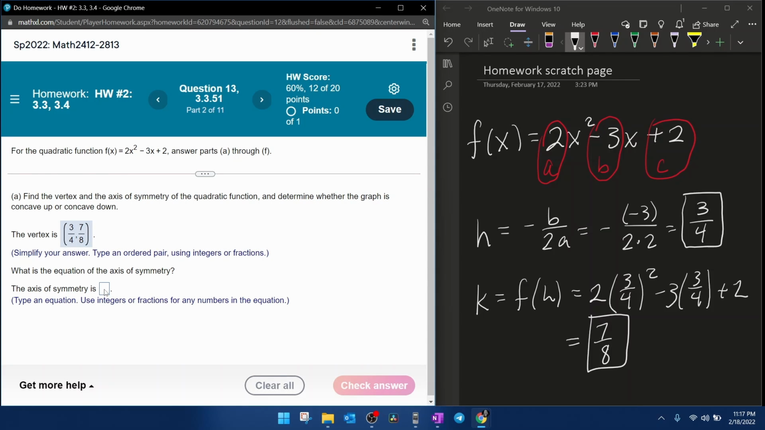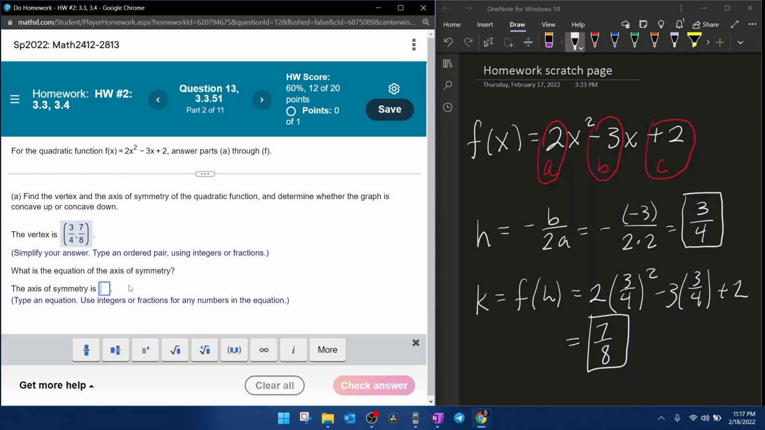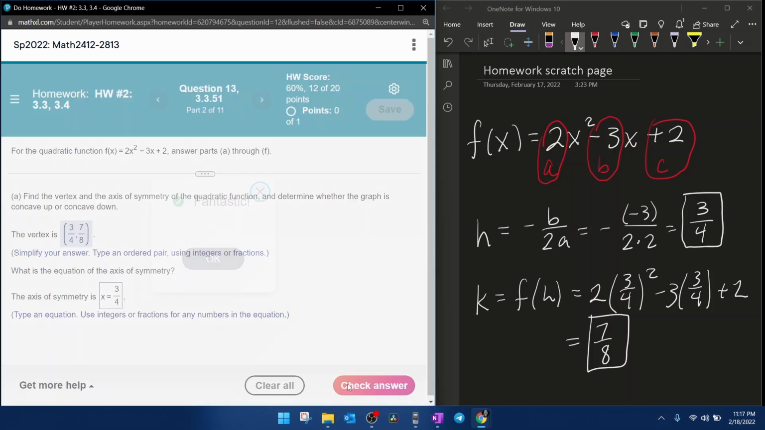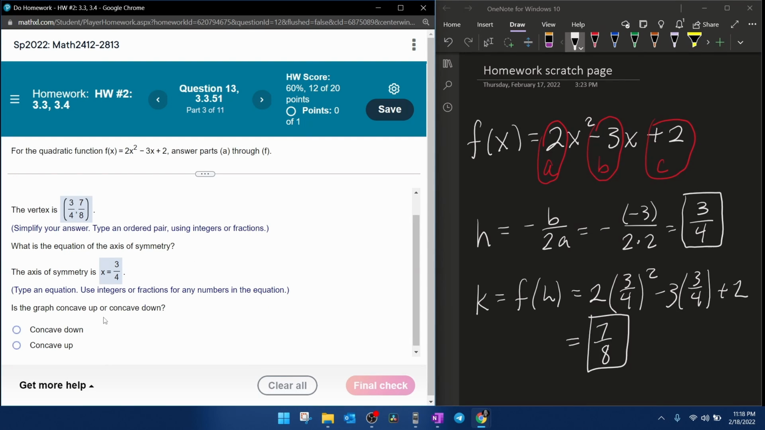Now, for the equation of the axis of symmetry, that is always x equals the x-coordinate of the vertex. Fantastic. Is the graph concave up or down? Well, since a is positive, that means it's going to open up, which means concave up.